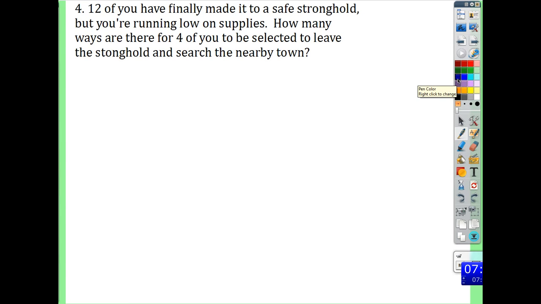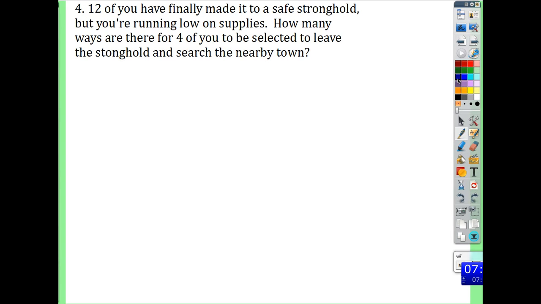So, all of you have finally made it to a safe stronghold, but you're running low on supplies. How many ways are there for 4 of you to be put into a group to go out and search the nearby town? Familiar with this scenario? Happens all the time. But that's the kind of thing you need to think about when you're in a post-apocalyptic world and you've survived. This is how you keep surviving.